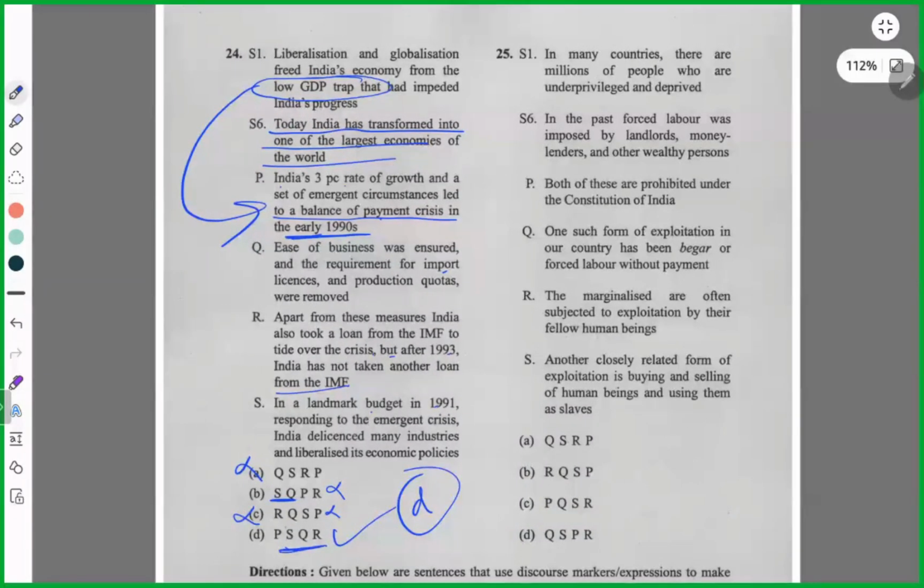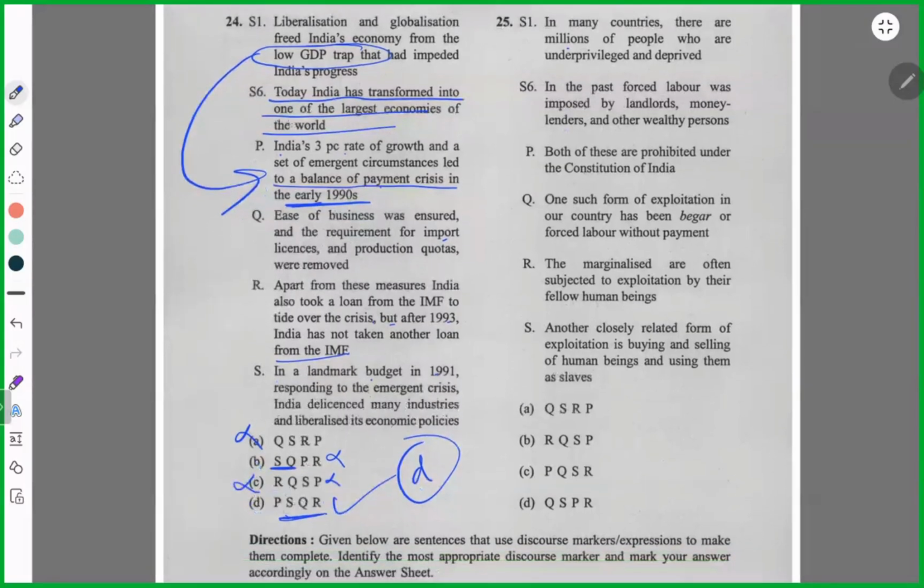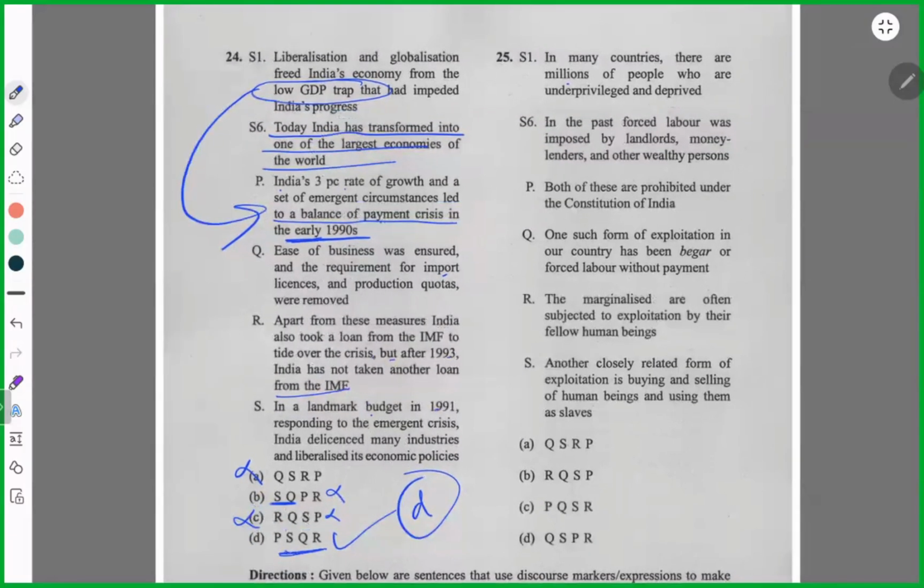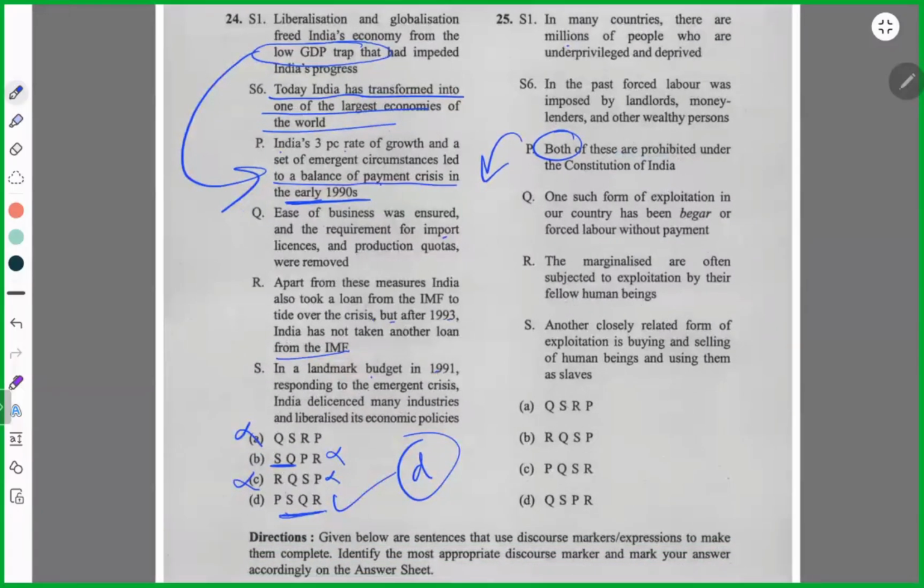Now, in many countries, there are millions of people who are underprivileged and deprived. Okay, fine, got it. Now, in the past, forced labor was imposed by landlords, money lenders, and other wealthy persons. Both of these, something should be mentioned before this, right? Both of these are prohibited under the Constitution of India. What are both? Can anyone identify? Something is mentioned definitely. Chalo, both of these. Let's move forward.